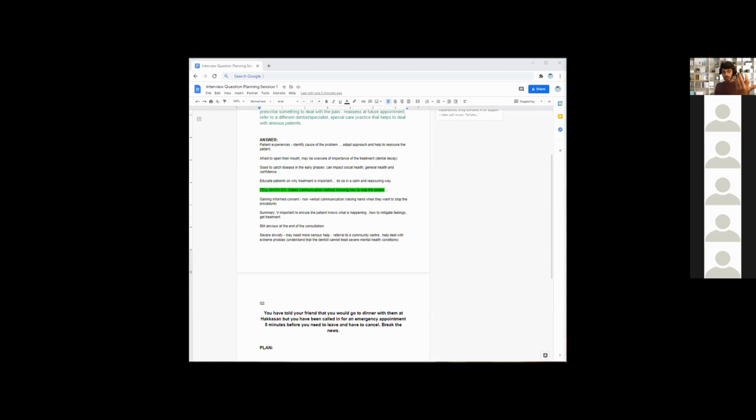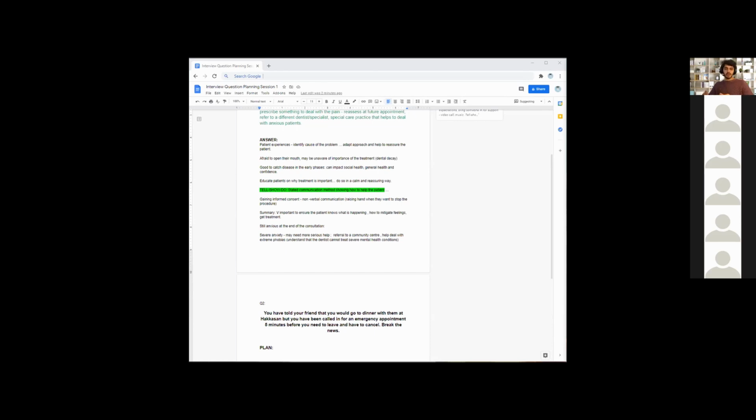So yeah, it was really good that you showed the skill, and you said you'd refer to a community center. One thing I'd say though is that it would be good to talk about some easier things, like some things that you could do in the practice. So playing some music would be a good thing, getting a family member involved, getting the nurse involved.